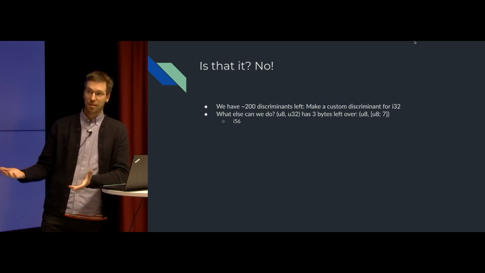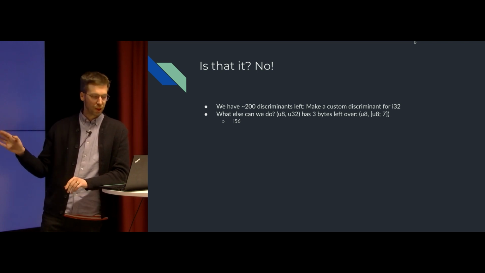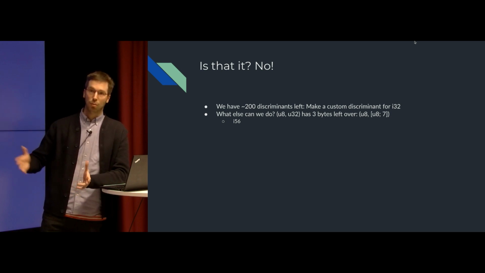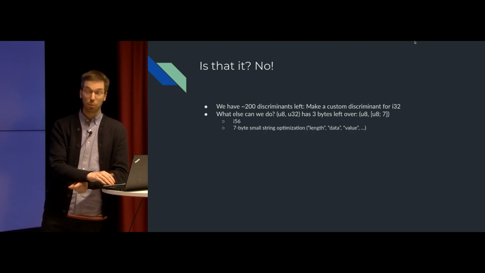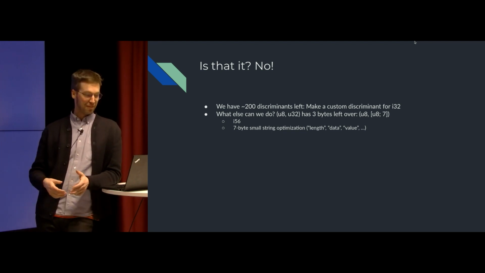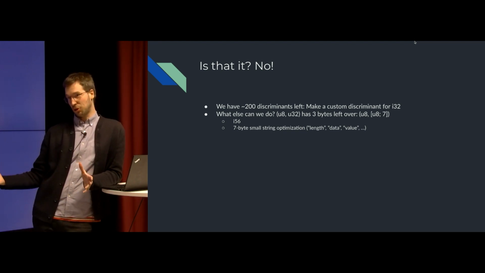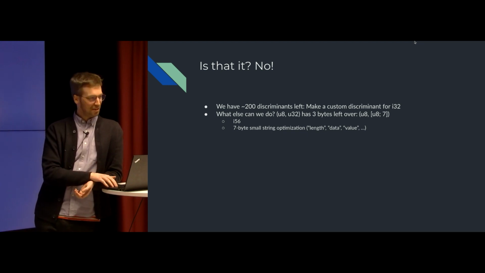So we can actually do an I56. Rust doesn't give us 56-bit integers directly. There is a proposal or RFC for this kind of magic, but I'm not sure if it would work here. But we can just do this manually. We just newtype a 7-byte array. We can also do 7-byte short string optimization. So length, data, value, these sorts of strings that are very common in JavaScript. You get all of these on the stack. That's kind of lovely. Yeah, I'm digging this.